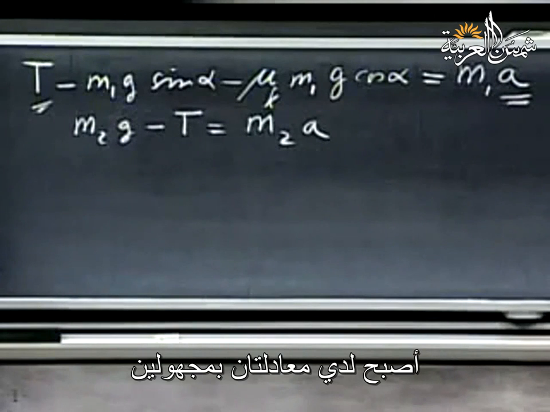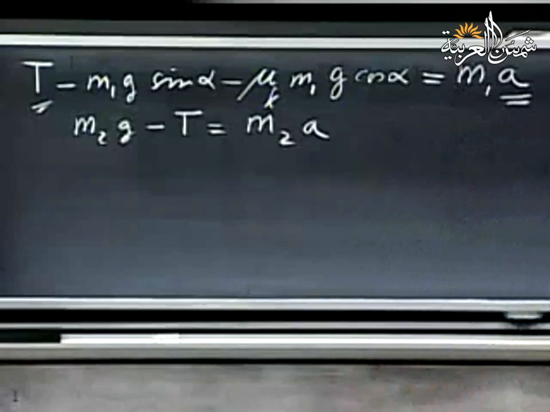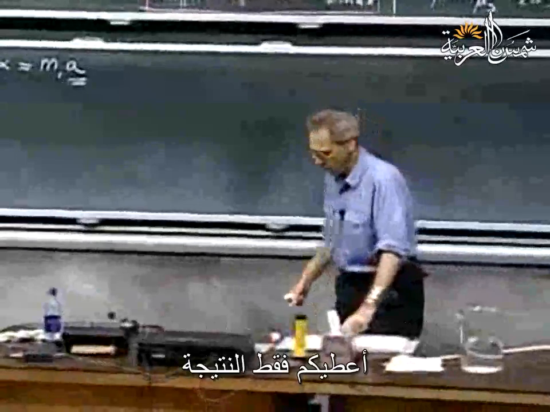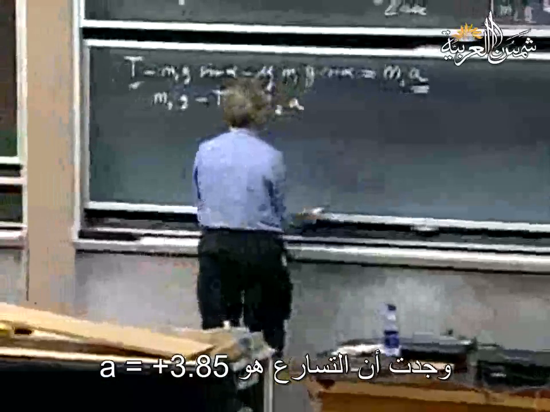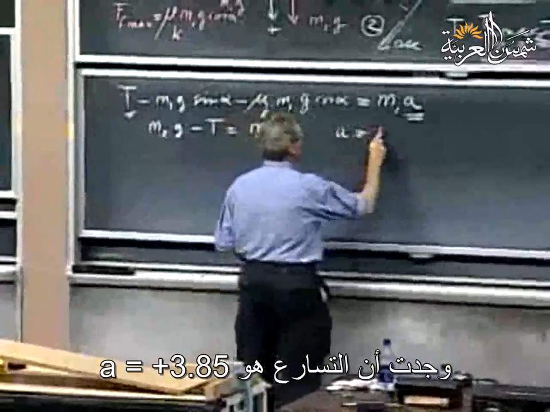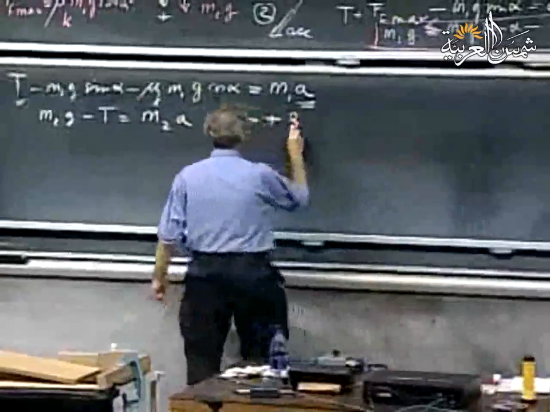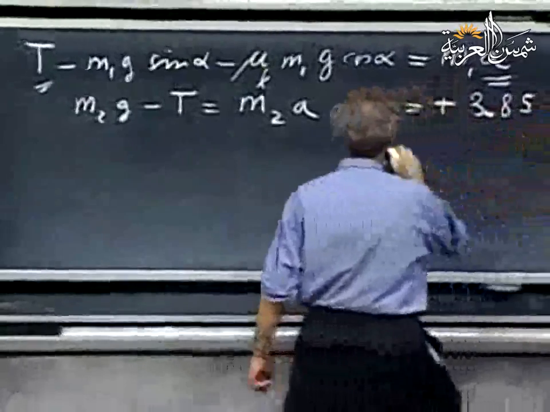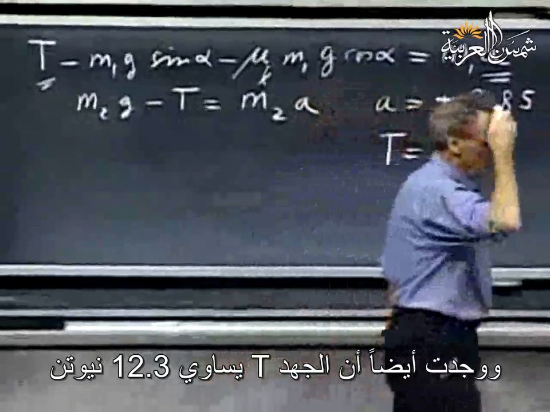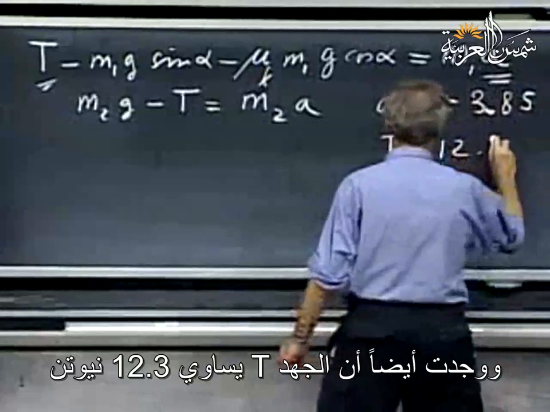Now I have two equations with two unknowns. And now I can solve. It's very easy. You just add them. And I leave you with that. I'll just give you the results. I find that the acceleration, a, equals plus, I think 3.85. That is correct. Plus 3.85 meters per second squared. And I find that the tension equals 12.3 newtons.